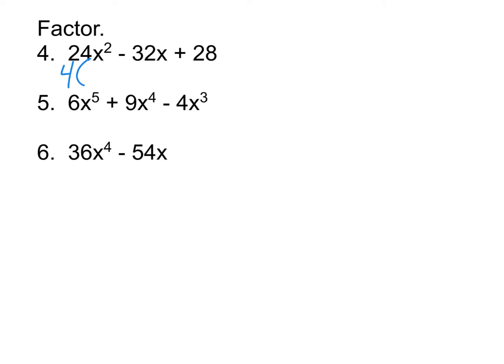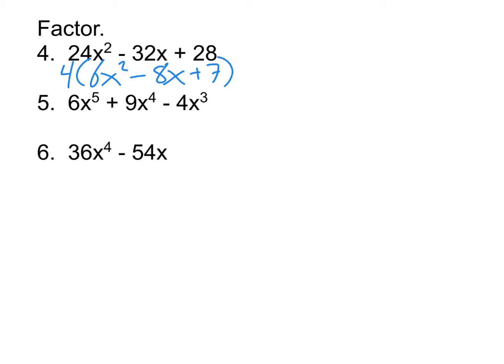So 24 divided by 4 is 6, so it's going to be 6x squared. I'm not taking out any x's or anything, so that's not going to change the x squared. Minus 32 divided by 4 is 8, so that's going to be 8x. Plus 28 divided by 4 is 7.